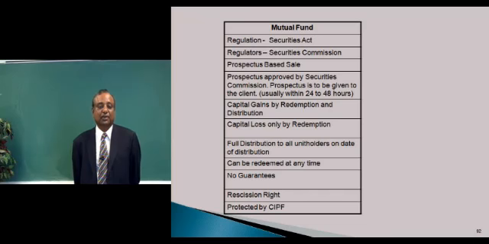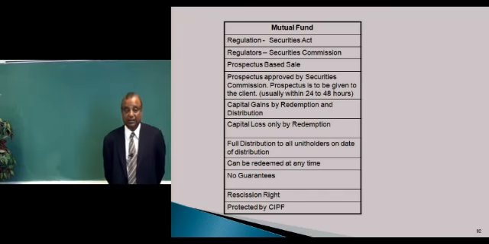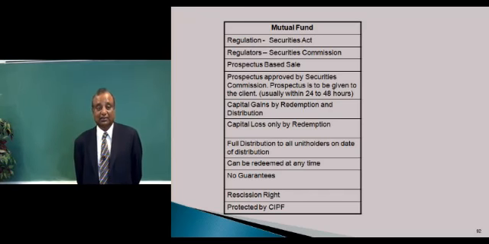Distribution is the process by which the income earned in the fund is given to the shareholders. Income distributed by mutual funds retains its identity. It will be distributed as interest, dividend, and capital gains, and the investor pays his taxes accordingly. Capital losses, however, are not distributed by a mutual fund. Capital losses are retained by the mutual fund and offset against future capital gains.